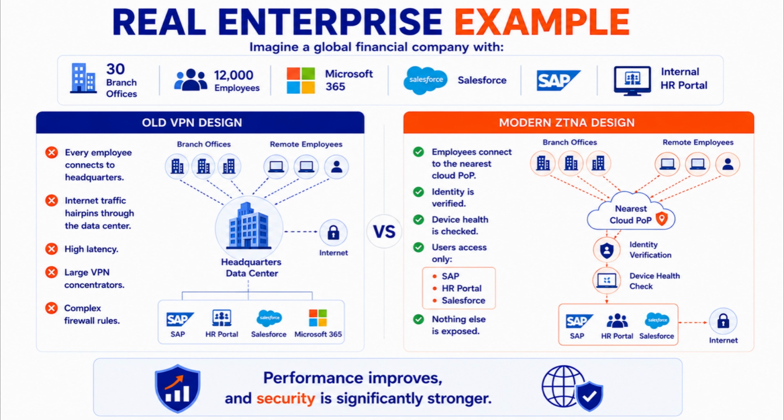Complex firewall rules. Modern ZTNA design. Employees connect to the nearest cloud POP. Identity is verified. Device health is checked. Users access only SAP, HR portal, Salesforce. Nothing else is exposed. Performance improves, and security is significantly stronger.